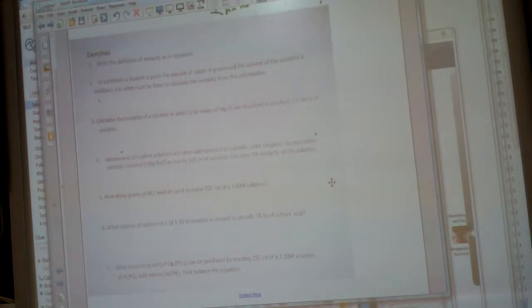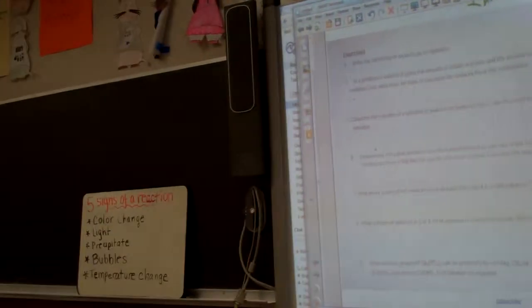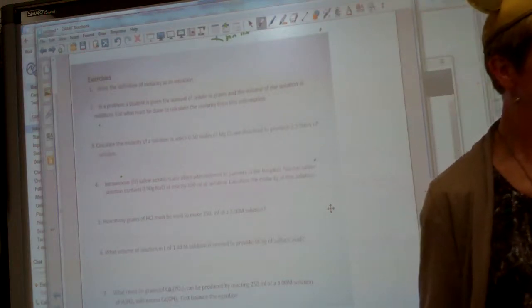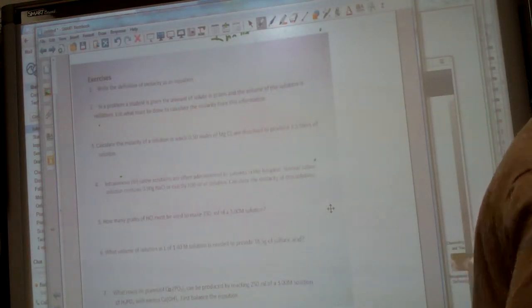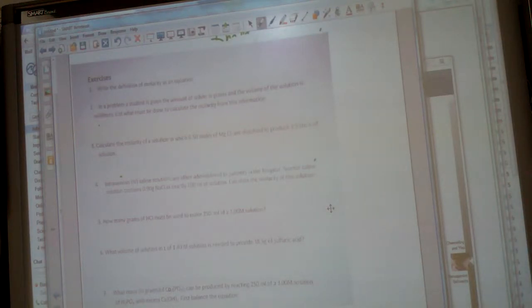I'm done. I look through all mine. I don't have to. All right, arena number 1. What's molarity? I don't know. Okay, well, okay. No? All right, then let's start on the front.